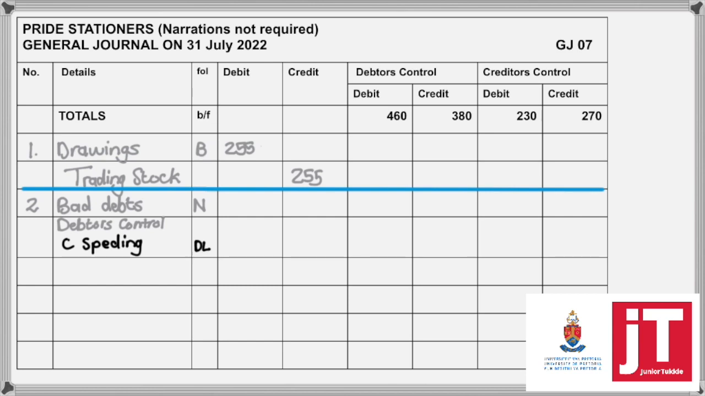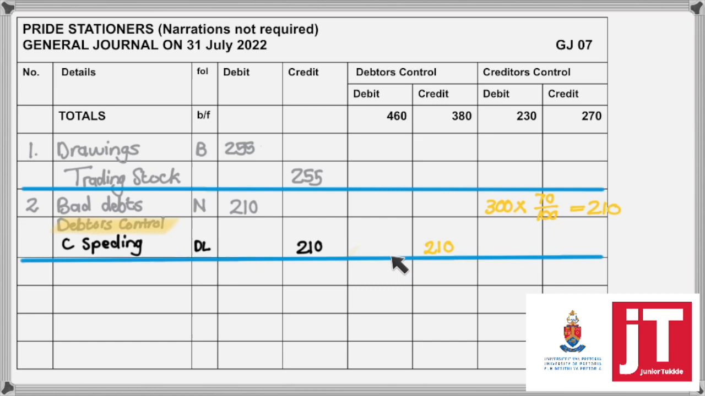Then, if we look at the amount, remember that it's the 70% that is written off. So it's only the 210 Rand that we need to record here. So we debit bad debts with 210 Rand, and then we credit Spedding's account with 210 Rand. That is the one entry. But remember, there's still an entry to the control account that we have to post to. So that is where debtors control 210 Rand on the credit side, for the credit column on the debtors control entry, comes from.